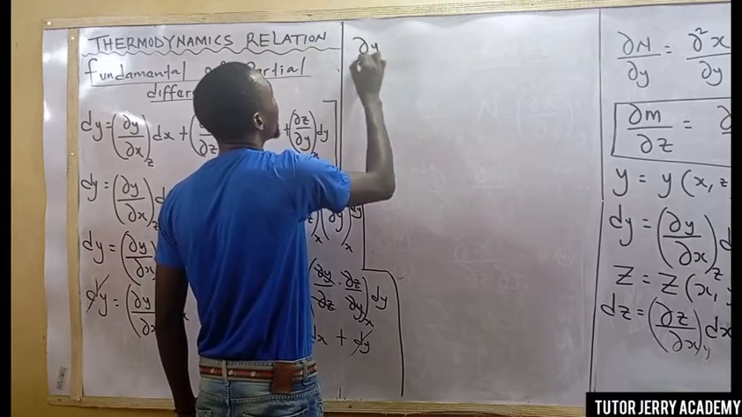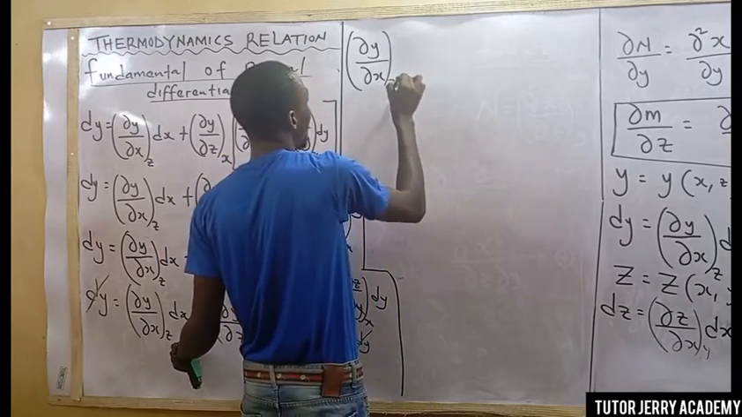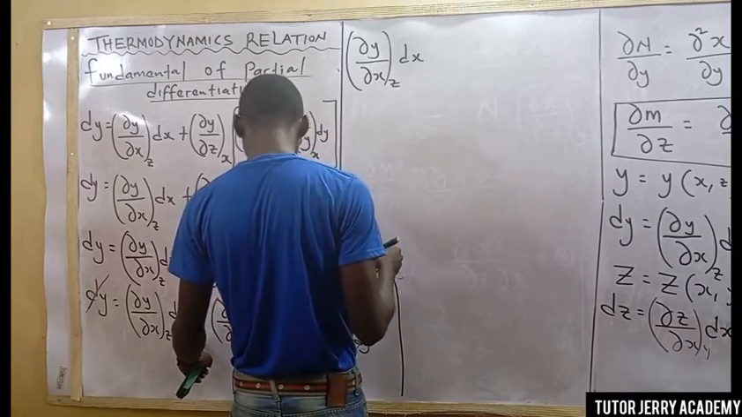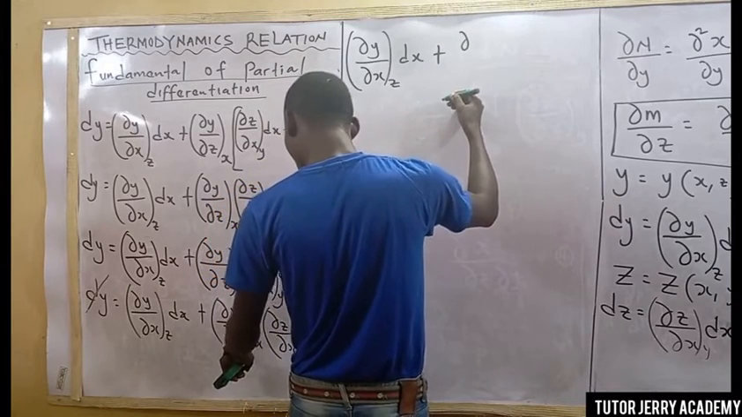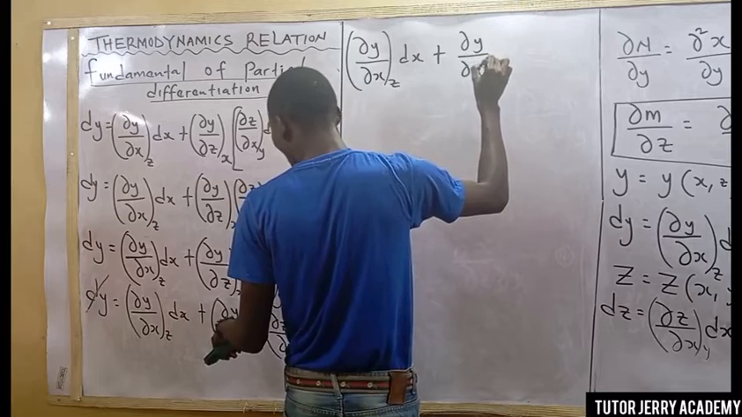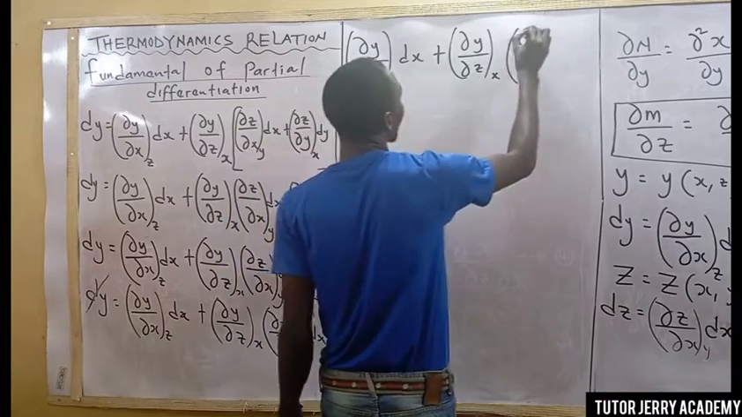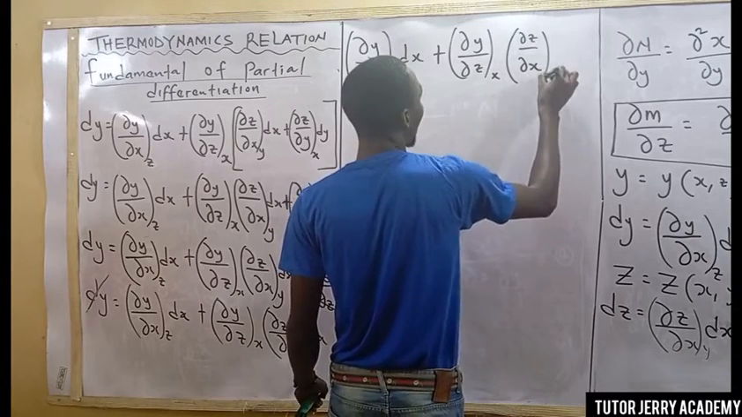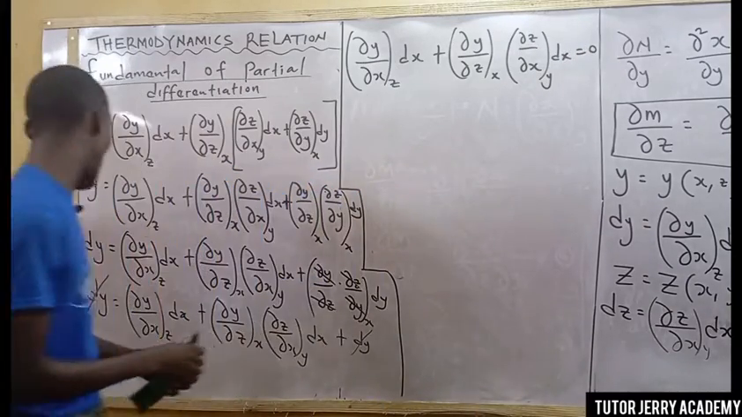So now we are going to be left with partial derivative of y all over the partial derivative of s, keeping z constant, ds, plus partial derivative of y all over partial derivative of z, keeping s constant, into the partial derivative of z all over the partial derivative of s, keeping y constant, ds, everything equals to what? 0. Everything equals to 0.